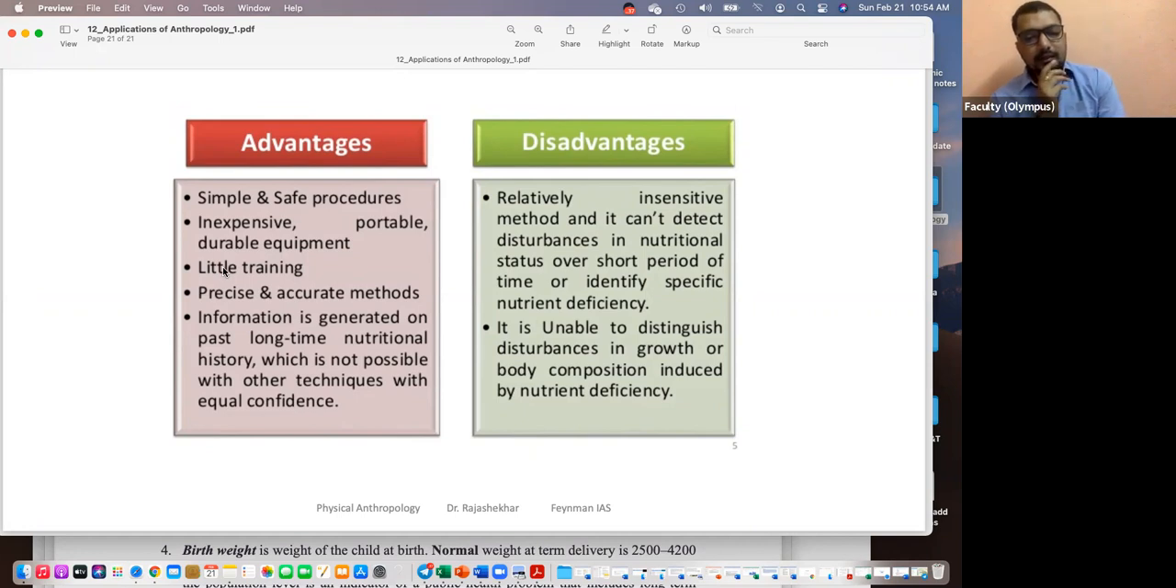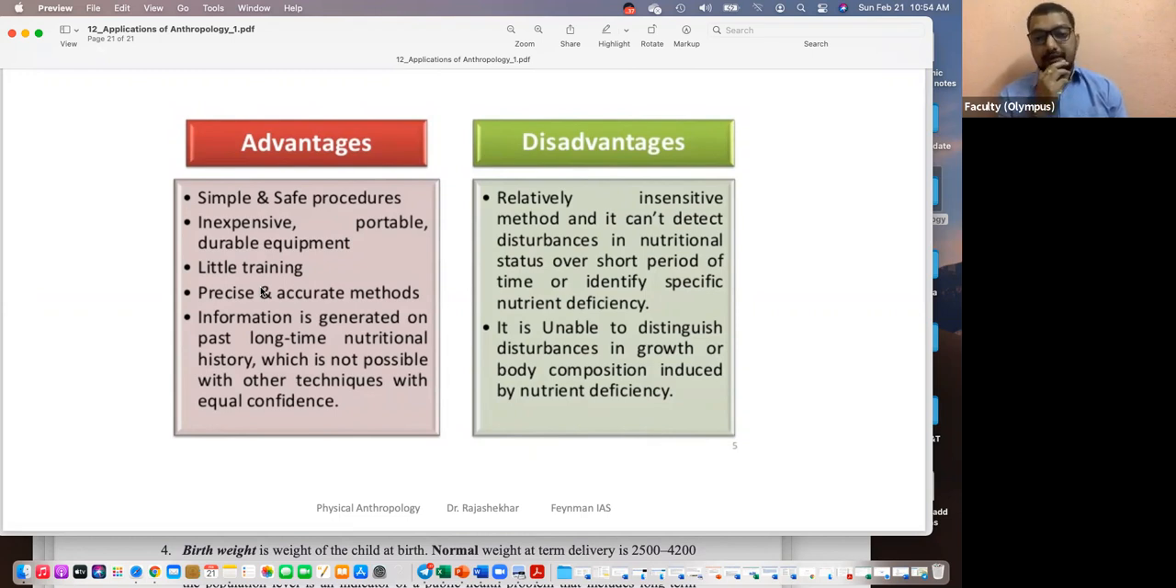So with these measures, with nutritional anthropology and anthropometry in the nutritional aspect, what do you think are the advantages of this? Advantages: none of them are expensive, very simple, safe procedures. Inexpensive, portable, carryable, tape, balance, most of the time is sufficient. And little training. We don't need excellently trained or well-educated people here. Briefly trained Anganwadi workers are enough because of the need.